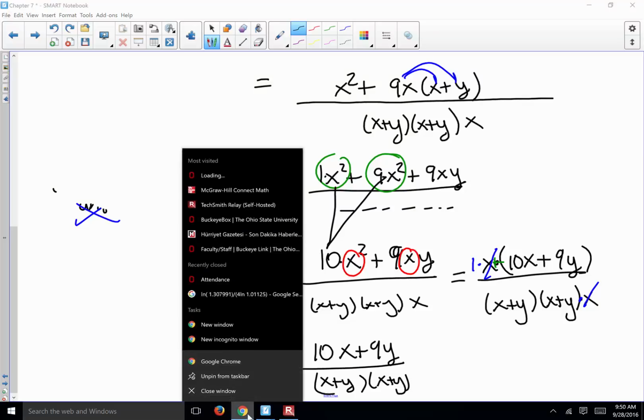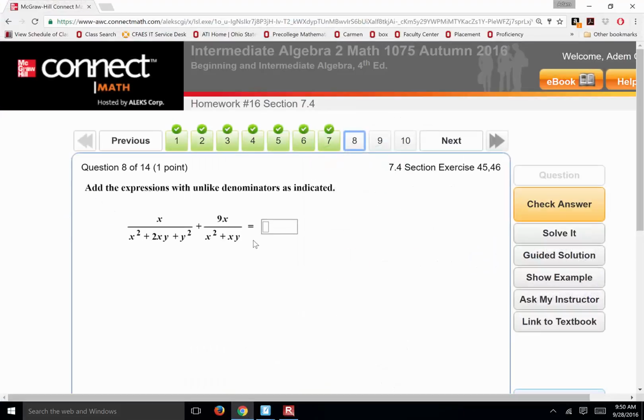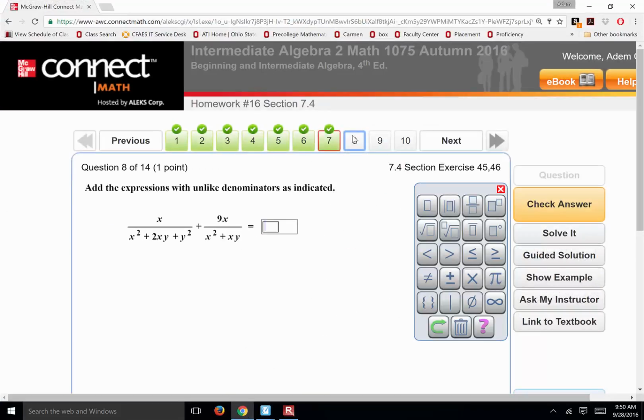Alright, time to face the truth. Did we make any mistake? Any mistakes we did? I don't know. Maybe there is. It's 10x plus 9y over x plus y squared.